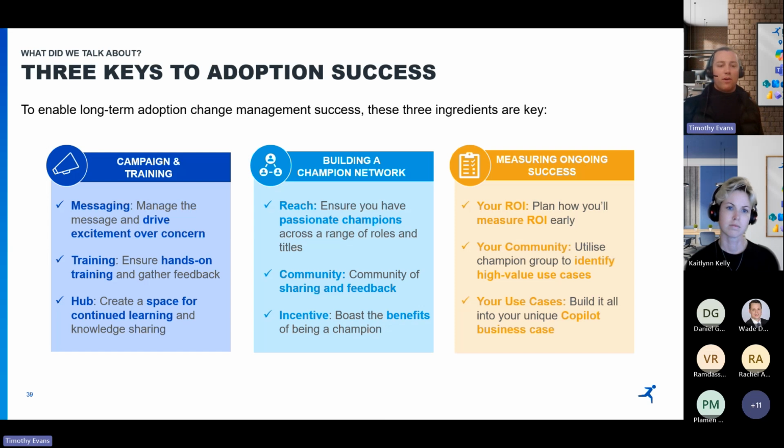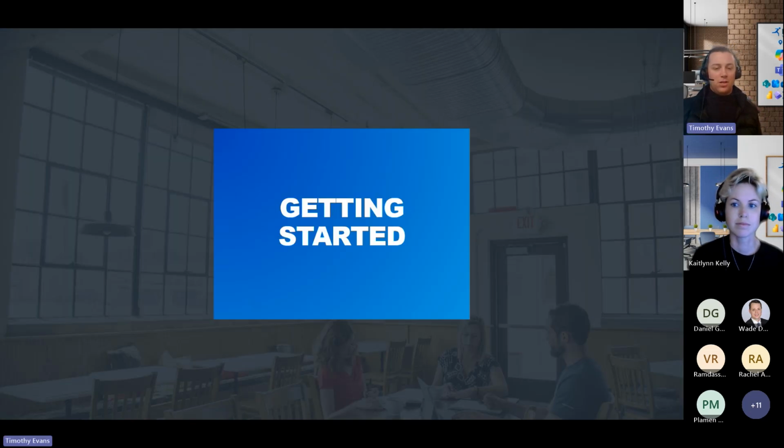So thinking about what we've covered today, we've covered campaigning and training, we've covered building a champion network, and just briefly there, we talked about measuring ongoing success. All three are key pillars to adopting Microsoft 365 Copilot, and all come into the fold when we think about rolling out M365 Copilot for an organization. So thinking about how to get started, I'll pass it over to Caitlin to focus on that.